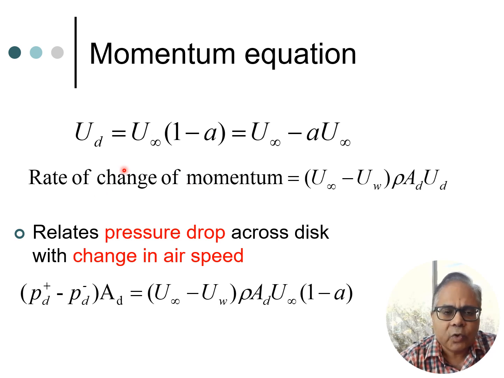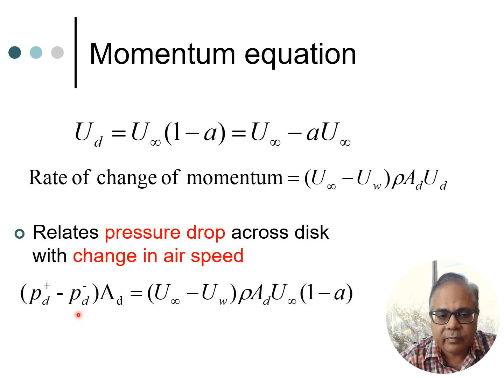So now let's go back to our derivations and definitions. We have the rate of change of momentum, which we wrote down a couple of slides before. That was u infinity minus uw, this whole thing times rho AD ud. Like I mentioned, we take the mass flow at the rotor disc because we know AD at the rotor disc. We may not know the area far in front, or far behind in the wake, but we know it at the rotor disc. Also, ud has been defined in this form, so it is u infinity times 1 minus a. Now let's equate these two pressures.